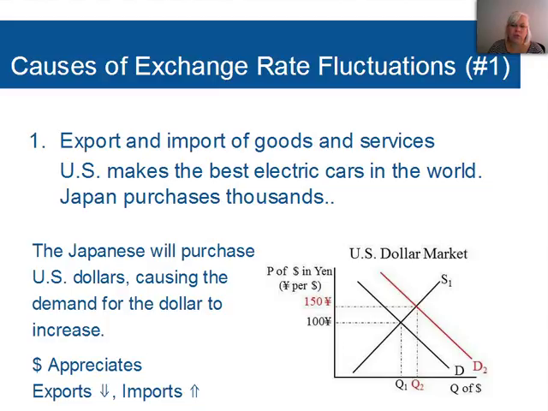The Japanese will purchase large quantities of dollars to purchase the US electric cars. The increase in demand for the US dollar will cause the dollar to appreciate. Before the electric cars, the dollar was equal to 100 yen. After the Japanese purchased the US cars, the dollar is equal to 150 yen. The dollar price has gone up. If we exchange our dollars for yen, we're now getting more yen per dollar.